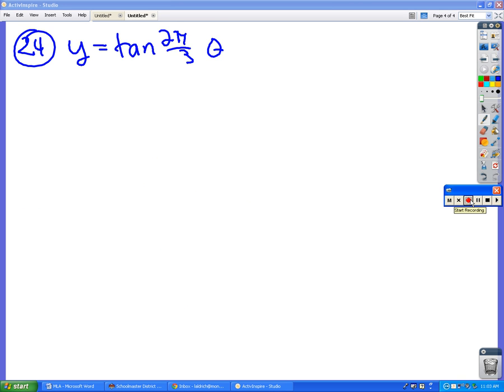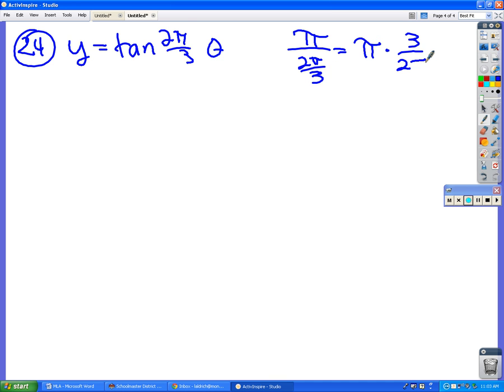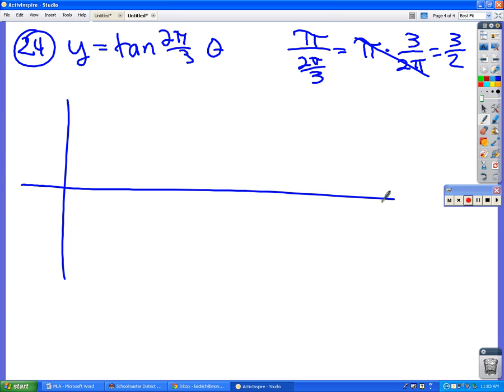Pi over 3 in the original was 2 pi. No, the original was pi. So my new b here is 2 pi over 3. So I have to go pi divided by 2 pi over 3, which is going to be pi times 3 over 2 pi. So those cross out, and so my period of this is 3/2, which is 1.5, right? Can we write that as 1.5 instead of a fraction? Sure. And since my period is 3/2, I'm going to go by half of that, 0.75, which is 3/4.